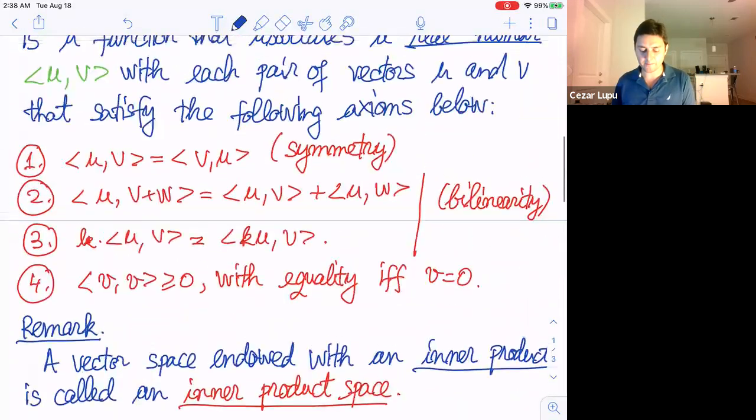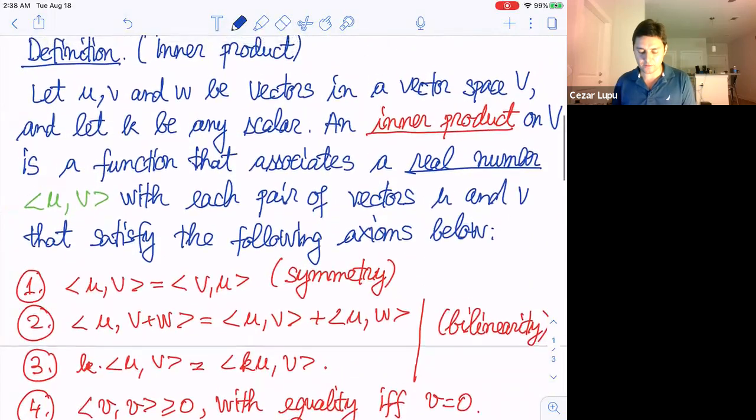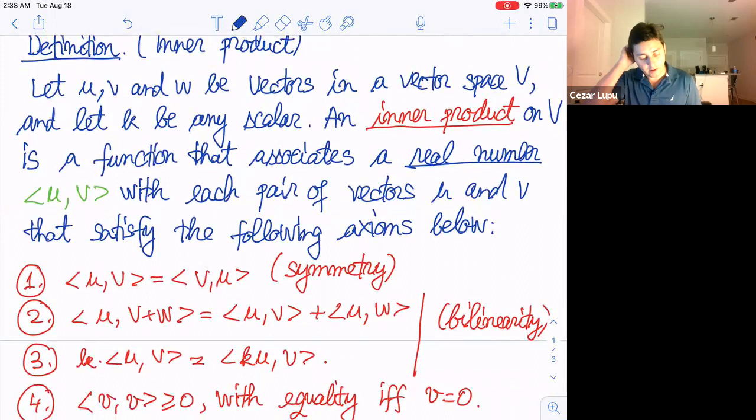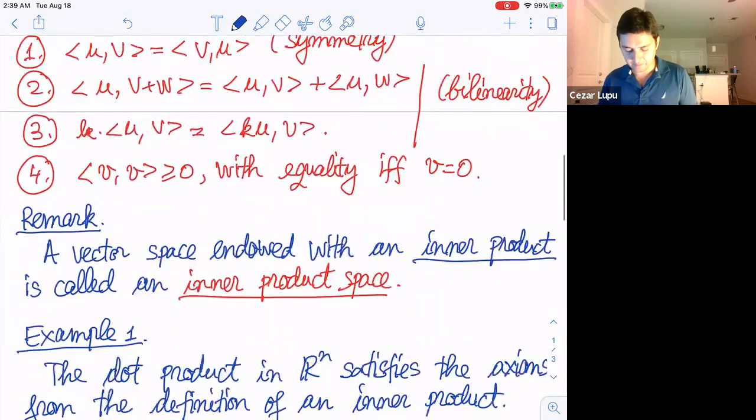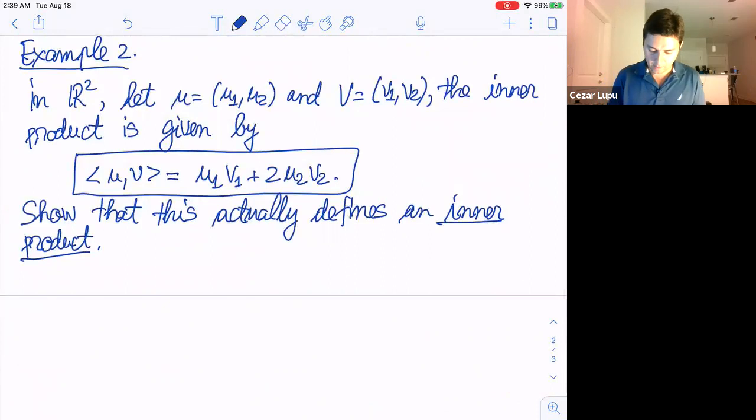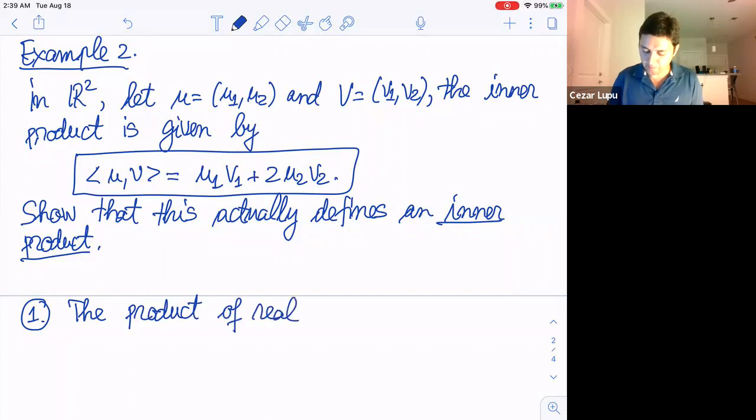So let's look at them again. We need to verify these 4 axioms from the definition of an inner product. Let's do it. And let's start with the first axiom. Well, it's quite clear by the way it's defined. As you can see, I have the product of real numbers here, and then I sum them up. Well, the product of real numbers is commutative.